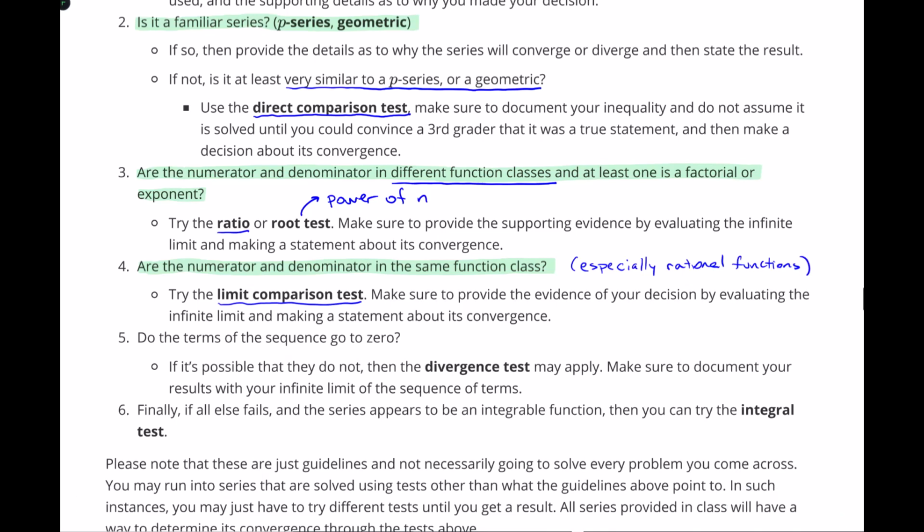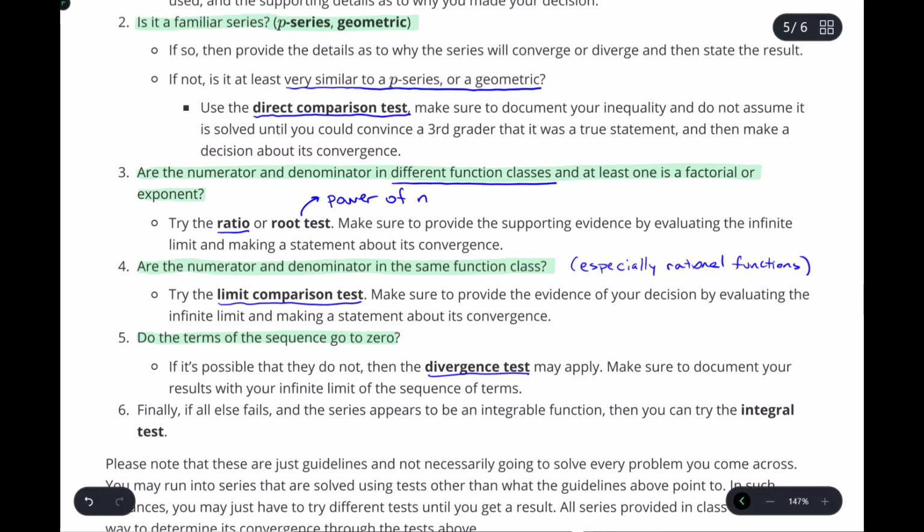And then, if none of those really apply, the one thing that you should always be thinking of is just, are the terms of the sequence going to 0? And this isn't a specific order of how you should be thinking about these either. If you look at the sequence, and you can tell right away that the terms of the sequence just aren't going to zero, then it might not need any of these other tests. You might be able to just do a quick limit and prove divergence using the divergence test. So never forget that that's always a possibility.